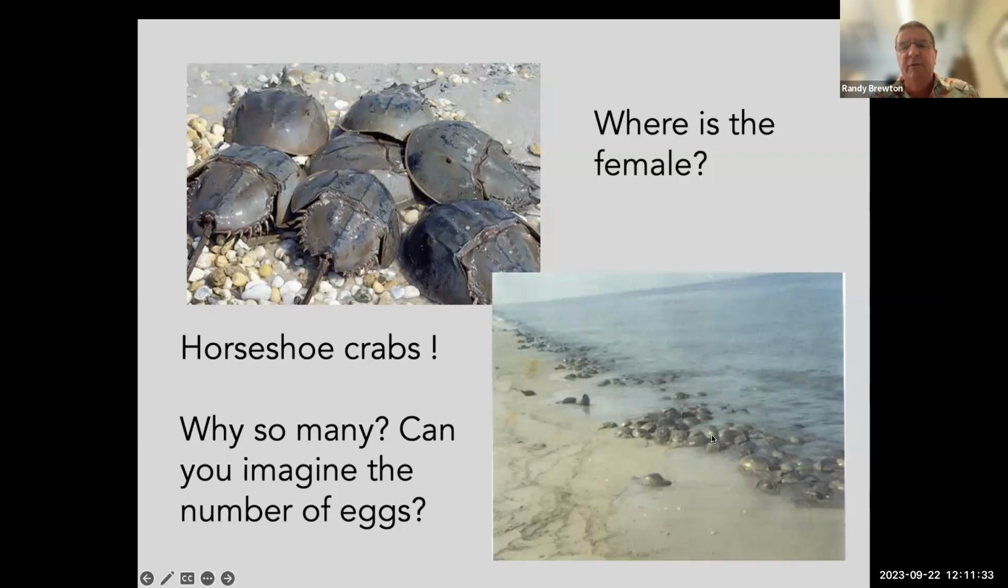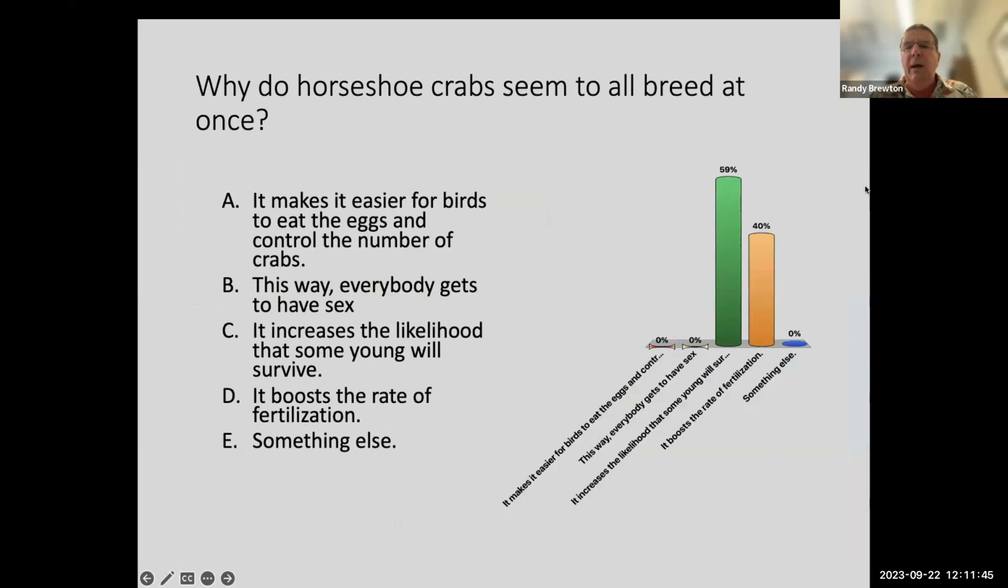There are thousands and thousands of horseshoe crabs that are all breeding at a similar time of the year. And so then I would have the students think about, well, why are they breeding at the same time? What might be the advantage of this? And again, this is very early in the semester. We haven't talked about competition. We haven't really talked about reproductive strategies.